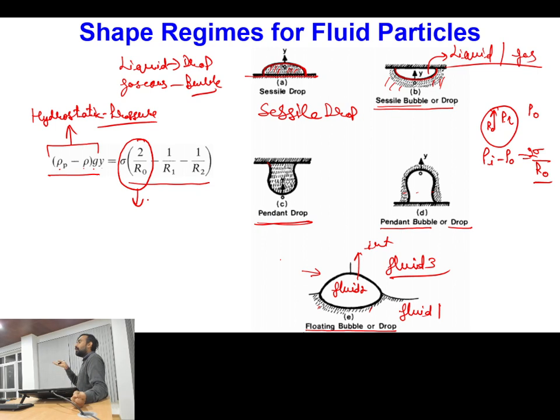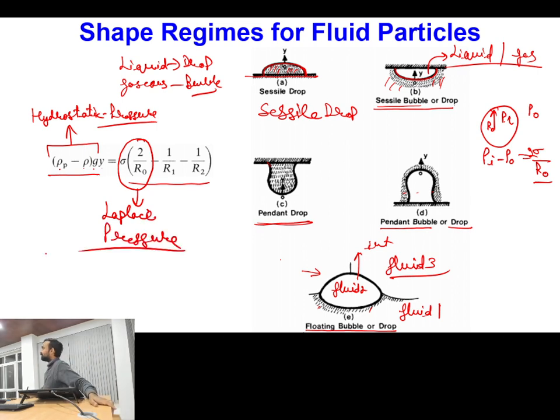So this first factor, 2 sigma by r naught, is nothing but the pressure because of the shape, the curvature of that particular interface. Okay, so this is called Laplace pressure. Have you studied fluid mechanics? So this is called Laplace pressure.